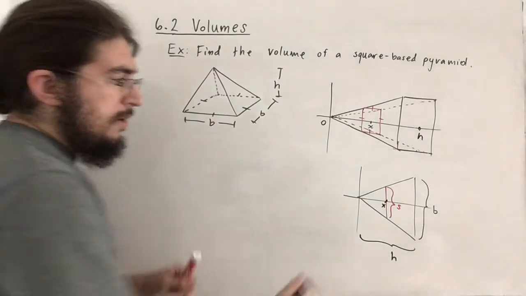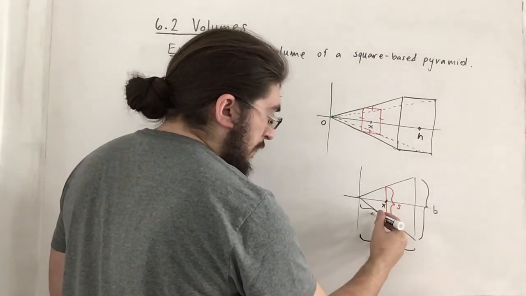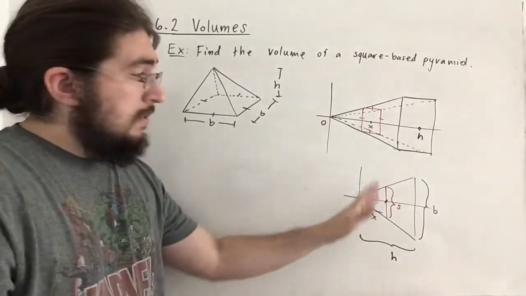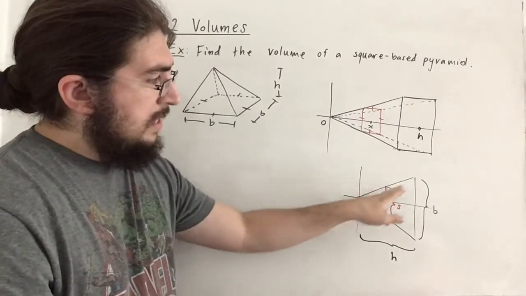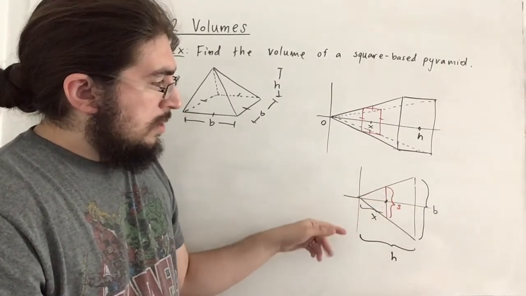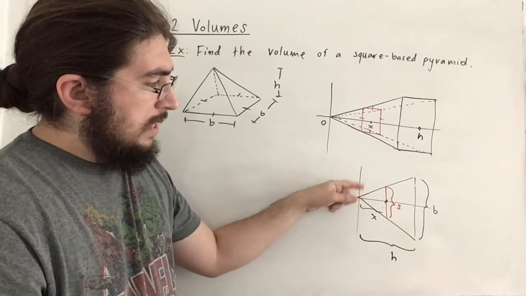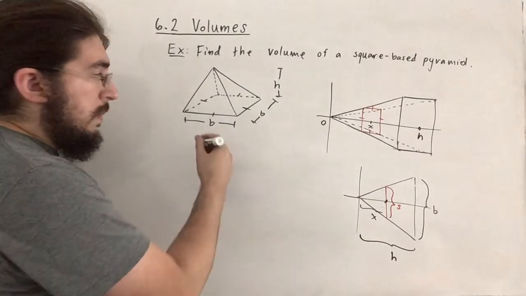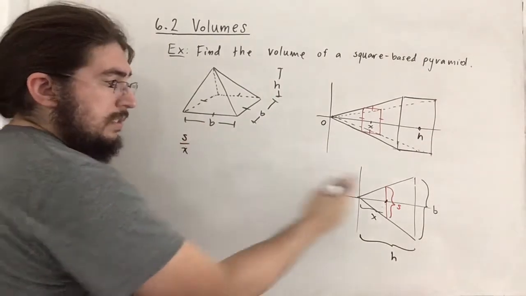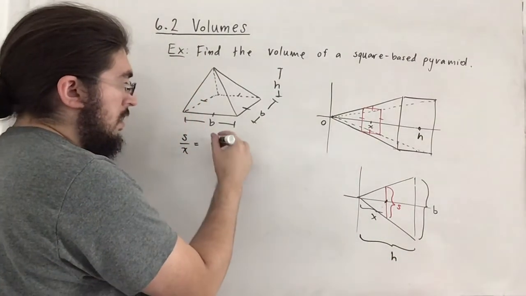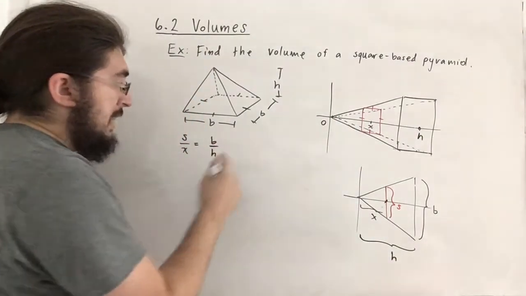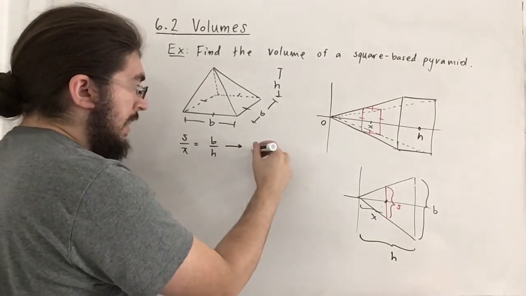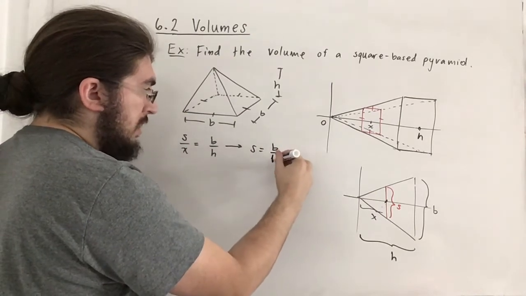So what we can come up with here is basically similar triangles. Notice they have the same angles because these lines are parallel. We have these interior angles that are the same. And then we also have this one angle that is the same for both of them. So we have this small triangle and this larger triangle. So by similar triangles, we get the following ratio: S over x is equal to B over H. And since we want to solve for S in terms of x, we can just multiply by x and get that S is equal to B over H times x.